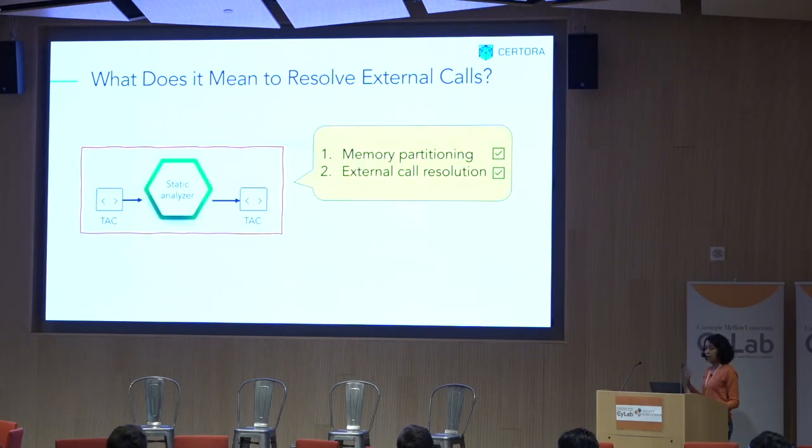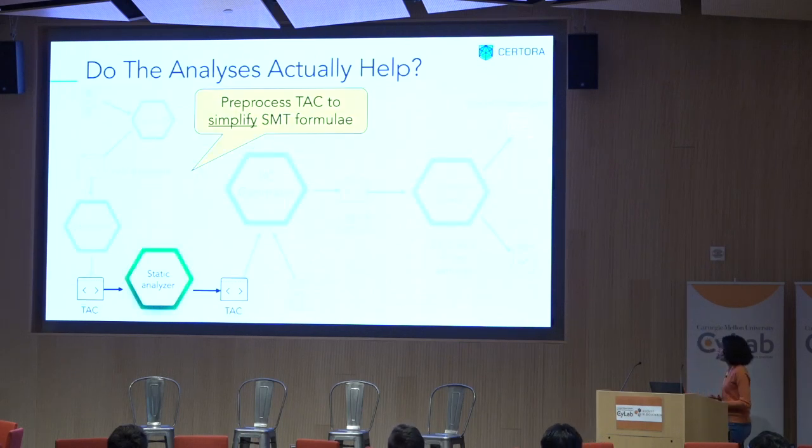Okay, so those are the two examples of transformations that the static analysis we have enables. And I want to go back to this figure I showed earlier. In the beginning, I made this claim that by doing these kinds of simplifications at the TAC level, we are able to simplify the SMT formula, and that does help us with performance and precision and so on.